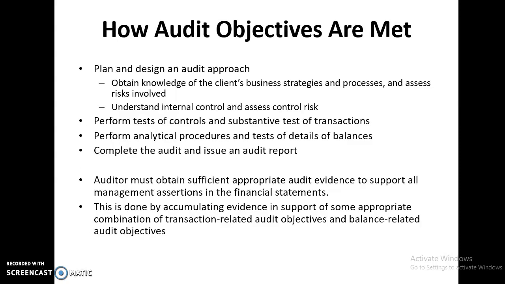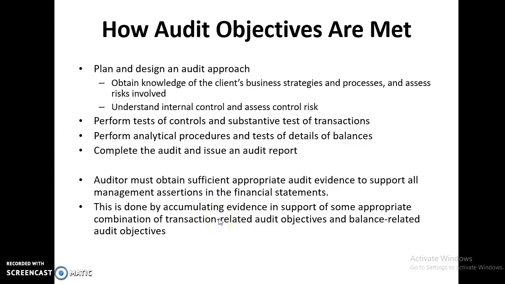Okay, how do we meet these audit objectives? As I mentioned earlier, in an audit team, the engagement team will discuss among themselves how to approach the audit. Most of the time, the audit firm will have its own manual, with a specific way of doing the audit. The first stage would be to plan and design an audit approach. Why is this important? Because we need to understand the client's business strategy. Then we perform the test of control and substantive tests of transactions. Don't worry about the terms, we will discuss them later. Then we have analytical procedures and tests of details of balances. Only then can we complete the audit. And lastly, our product will be an audit report.